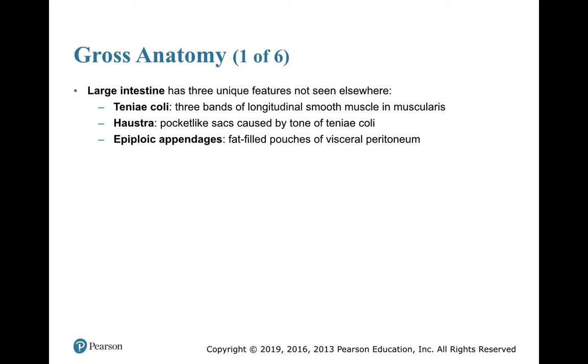They have three unique features that we don't see elsewhere. There are the taeniae coli, which are three bands of longitudinal smooth muscle in the muscularis. That creates, or helps create, haustra, which are pocket-like sacs caused by the muscle tone of taeniae coli. And there are epiploic appendages, which are fat-filled pouches of visceral peritoneum.